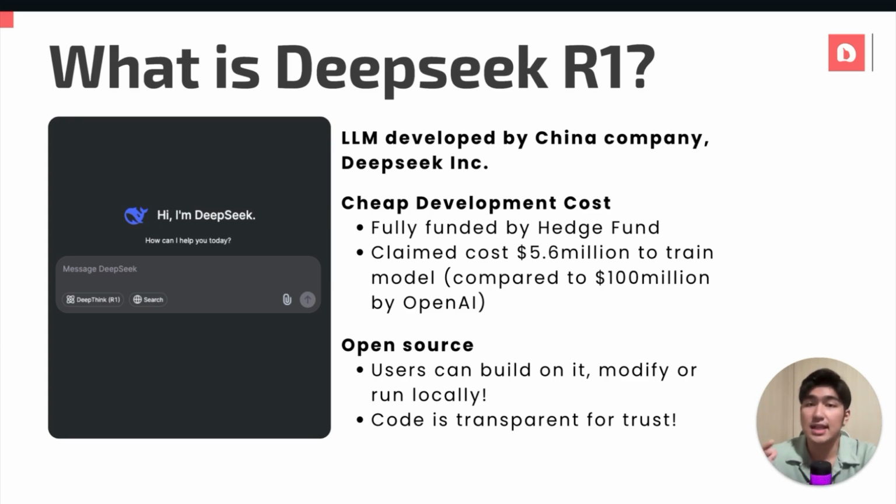Deepseek R1 is a large language model developed by the China company Deepseek Inc. And what's so impressive about it is the cheap development cost of it, which is claimed to cost only $5.6 million to train the model, comparable to hundreds of millions of dollars by OpenAI to develop Chatgpt. And all of this is fully funded by their own hedge fund as well. And what's so cool about this is that the model itself is just as powerful as GPT-o1. On top of that, it is also open source where users can build on it, modify, or run it locally, where the code is transparent for trust.